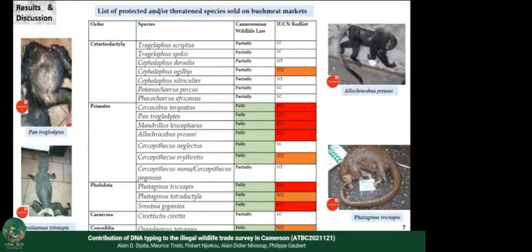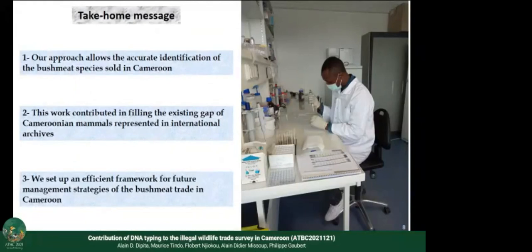To sum up, our approach allows the accurate identification of the bushmeat species sold in Cameroon. This work contributes to filling the existing gap of Cameroonian mammals represented in international archives. We set up an efficient framework for future management strategies of the bushmeat trade in Cameroon.